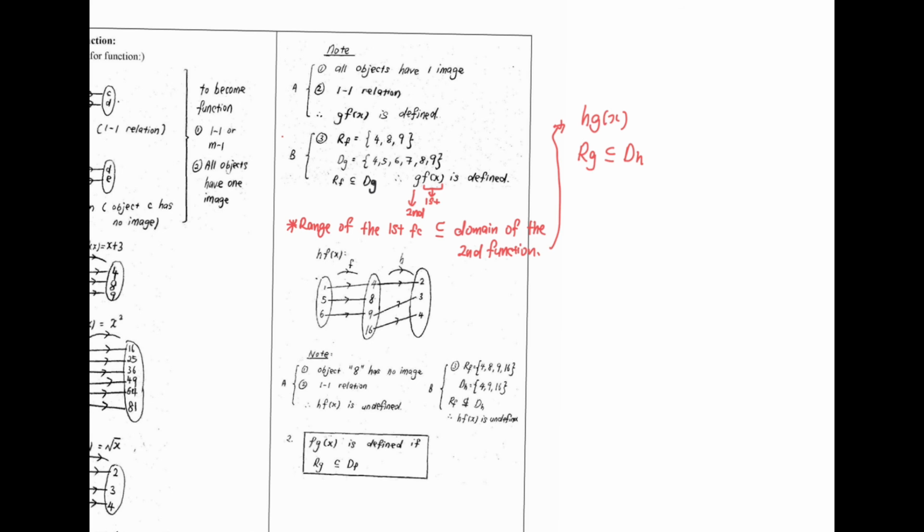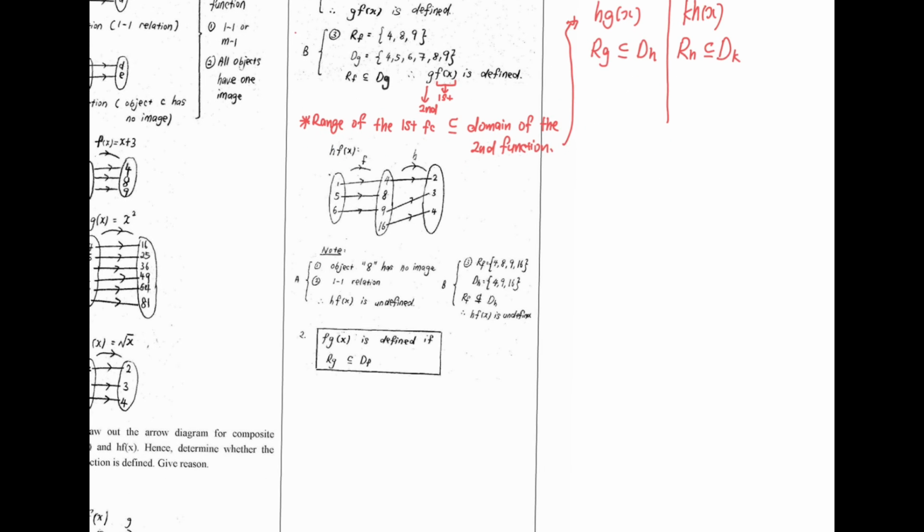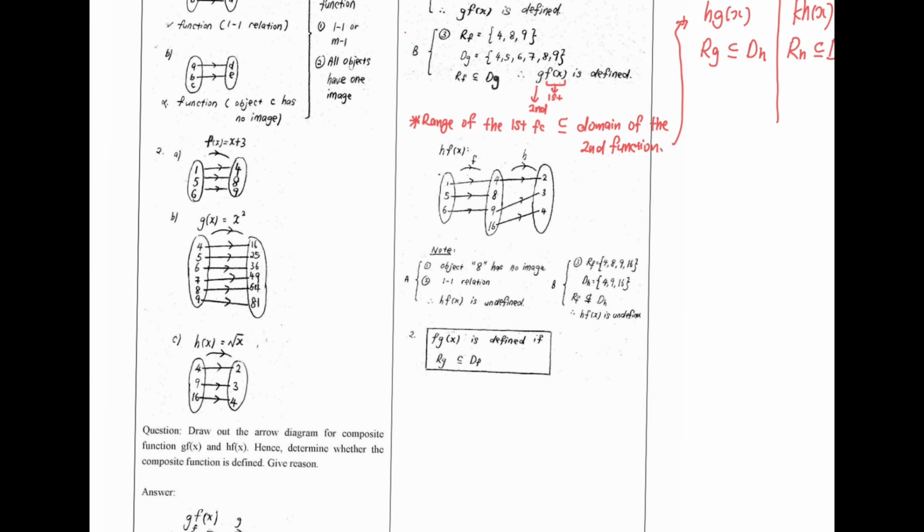Now let's say another example. If I have k(h(x)), in what situation is the composite function defined? The range of the first function is a subset of or equal to the domain of the second function. So if they can fulfill this, then the composite function is defined. Now we look at another example. This is h(f(x)).